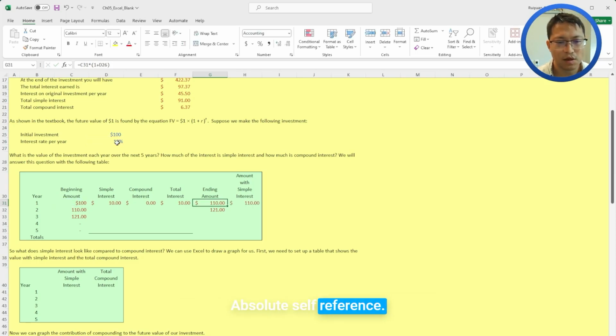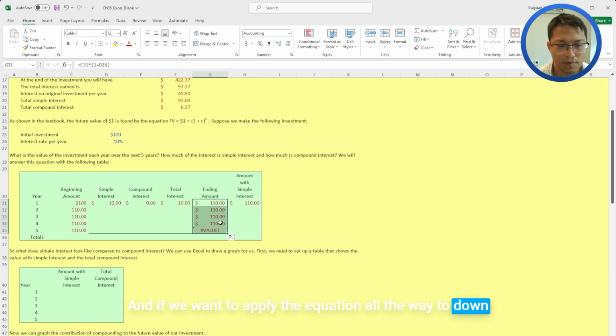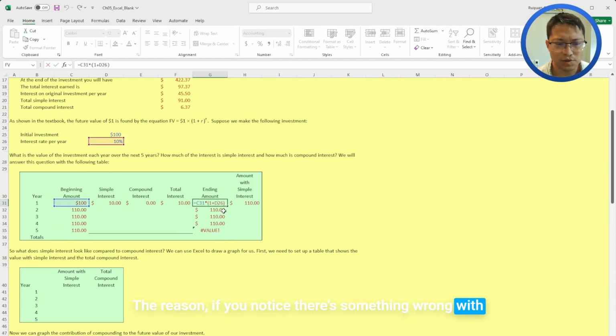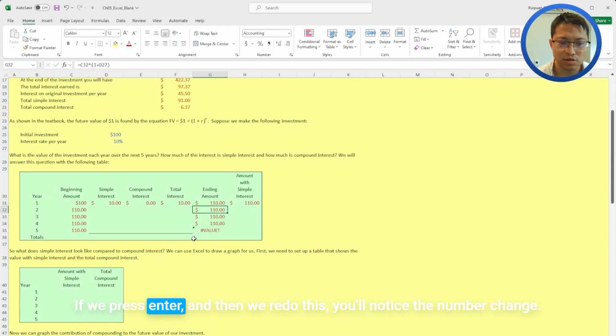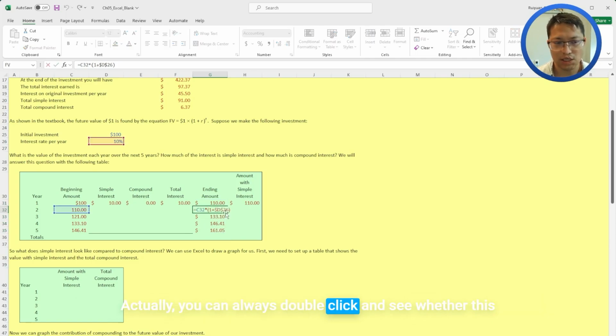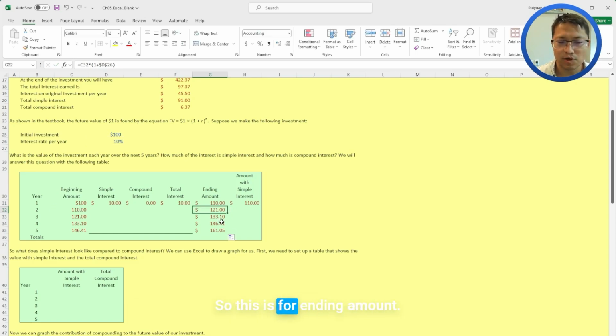Absolute self-reference. And if we want to apply the equation all the way down, we can see this is the last one. There's no value here. If you notice, there's something wrong, because we pressed F4 but we didn't press enter, so it goes back to the original function. If we press enter and then redo this, you'll notice the number change. We can always double click and see whether this is the equation that we want. So this is for ending amount.